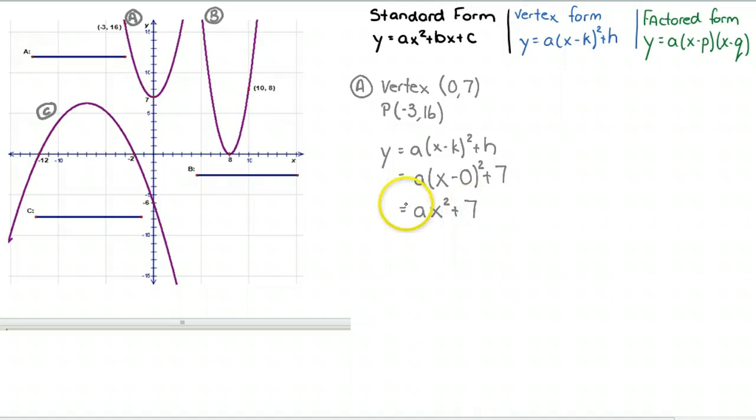One thing you might notice here is that vertex form, when our vertex happens to be on the y-axis, is actually standard form. One of those interesting, unique cases. But the same principles apply.